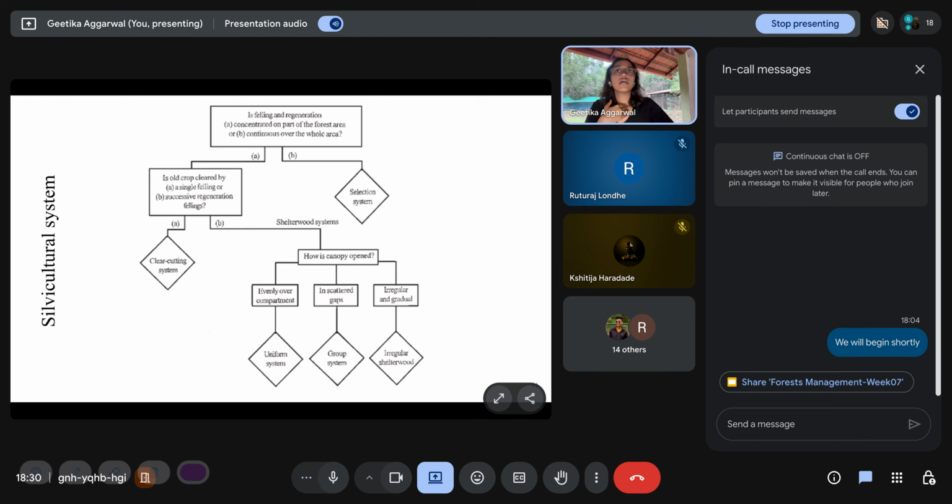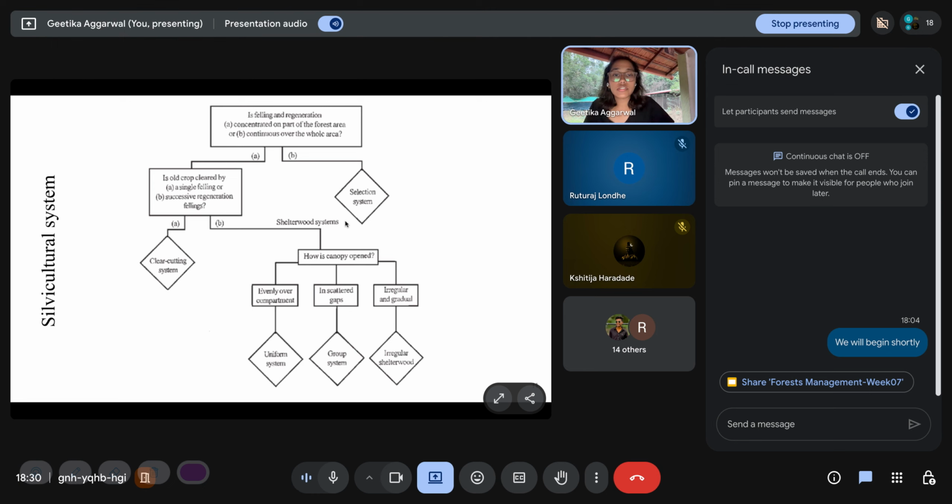Do you entirely clear that area, or do you go forward with successive regeneration fellings? So you fell a part and then leave the next and then do the next one. So you have successive regeneration fellings. If the crop is being cleared in one single felling, that's called a clear cutting system. If you go for successive regeneration fellings, then all of these come under the shelterwood system.